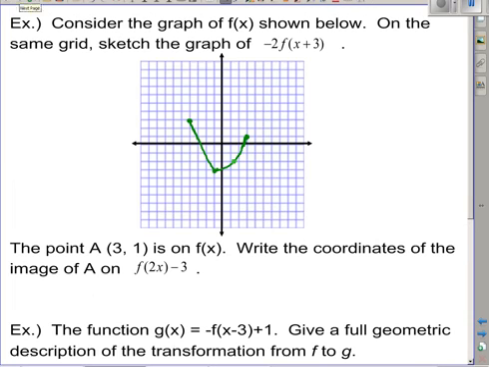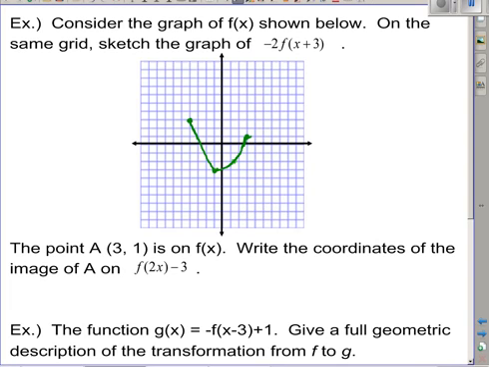Alright, so let's put this to use, these transformations. Consider the graph of f at x shown below. On the same grid, sketch the graph of -2 f at x plus 3. And there's not supposed to be any change in the color here between those points. So the ones that we know well are this one, and this one.